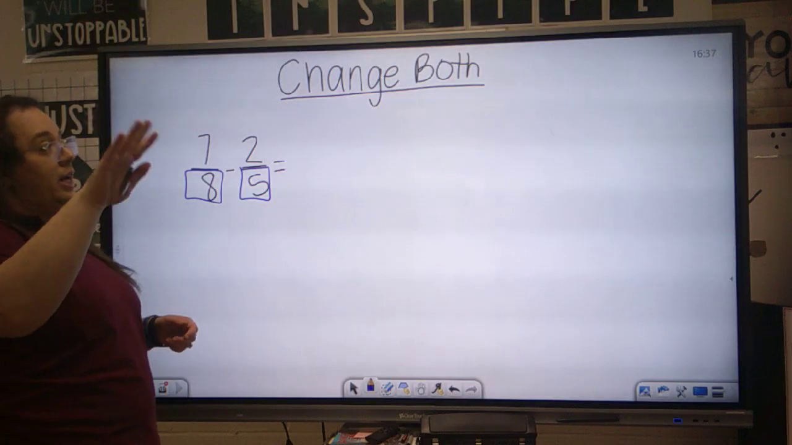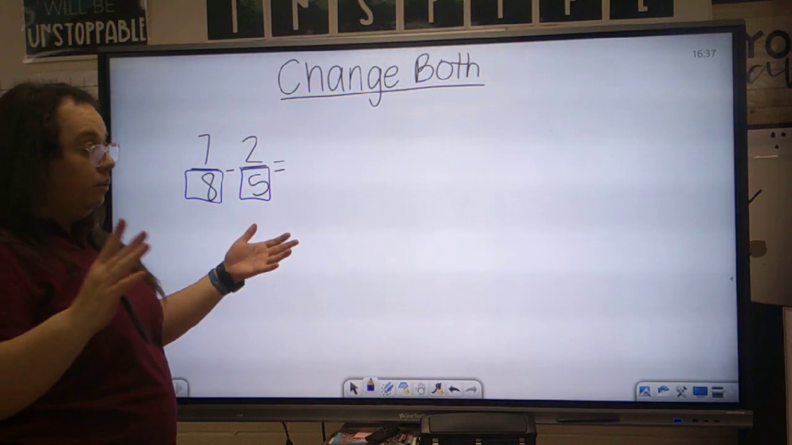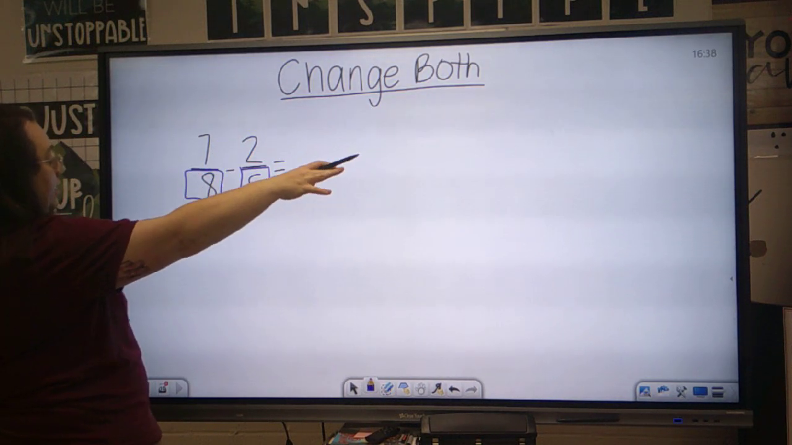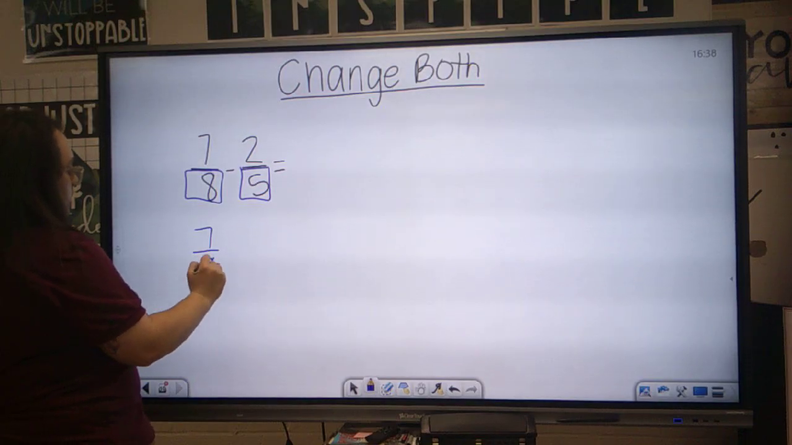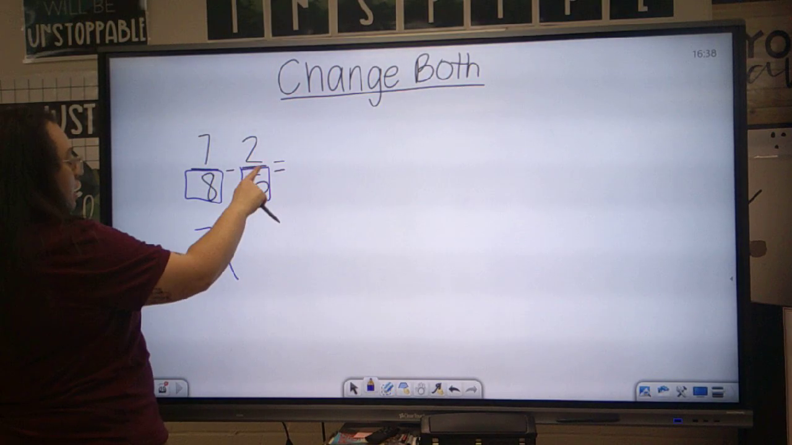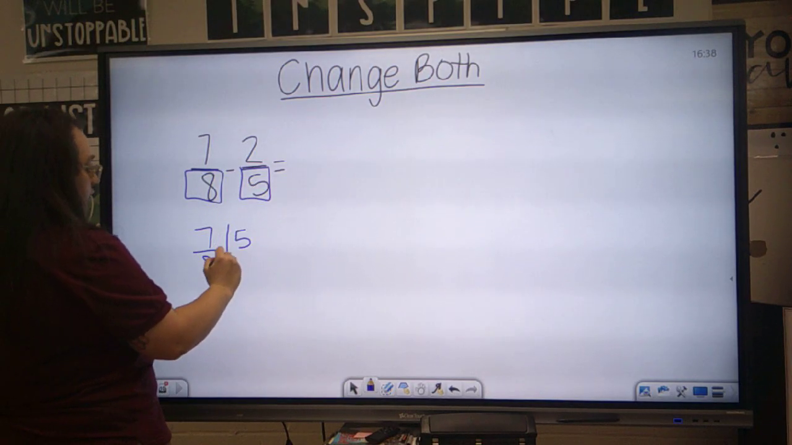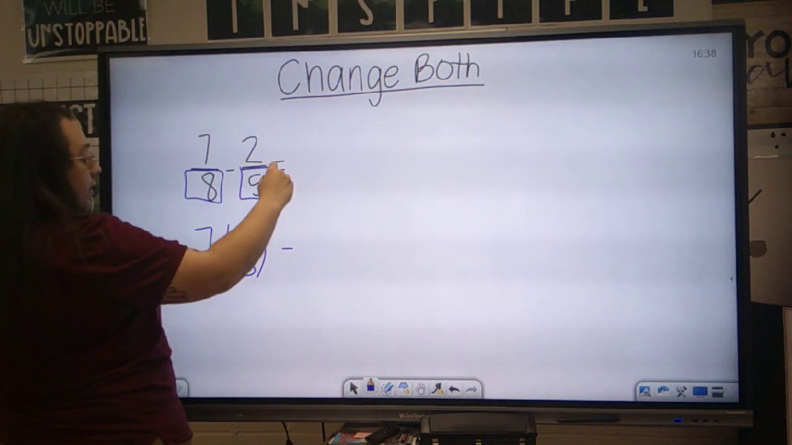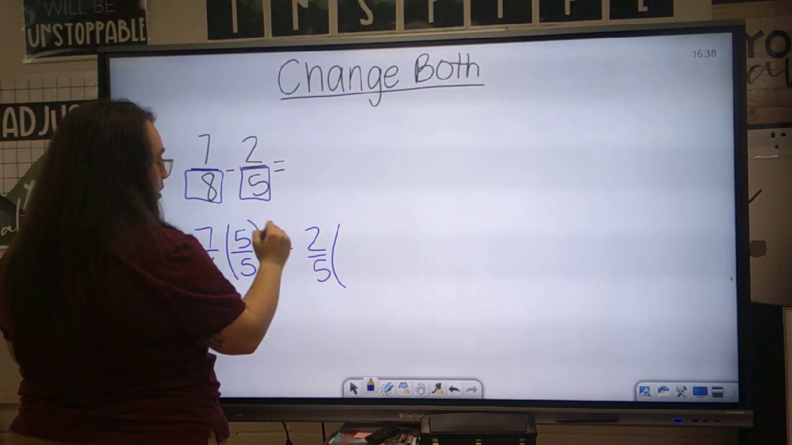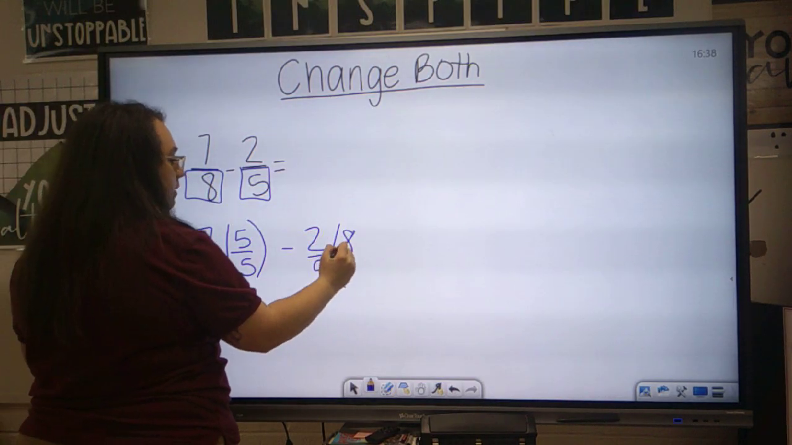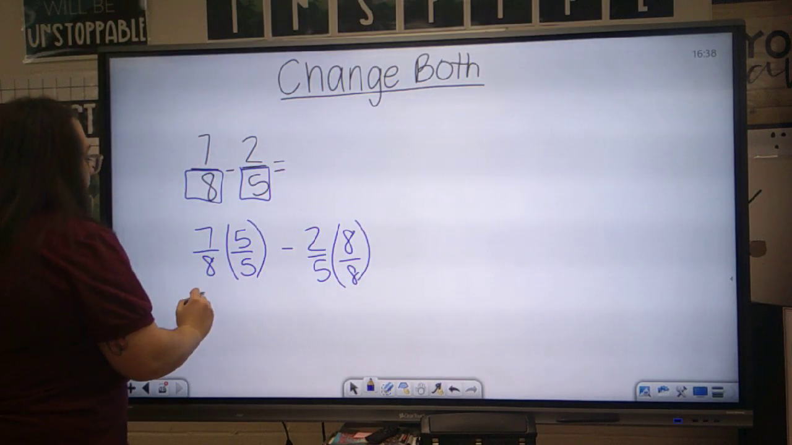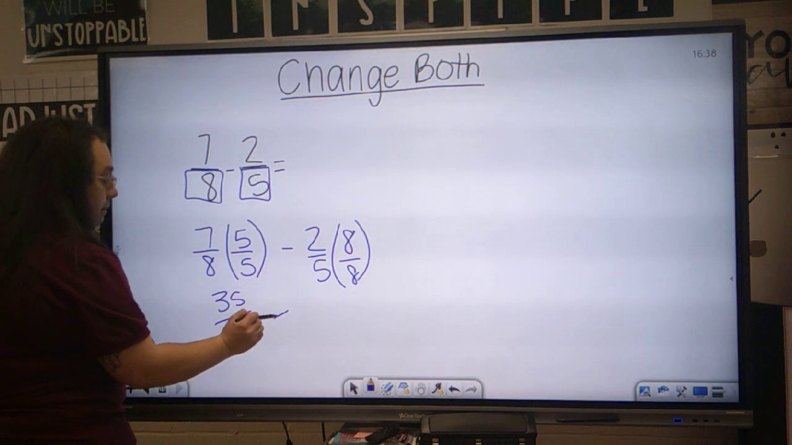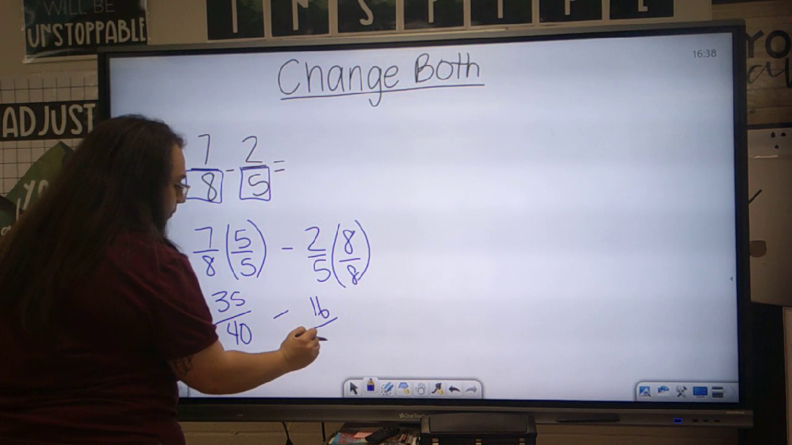So, to change both, there are two ways you can do this. One way is: 7/8 is going to be multiplied by this denominator, so 5. 2/5 is going to be multiplied by this denominator, which is 8. And this is going to give us 35/40 minus 16/40.